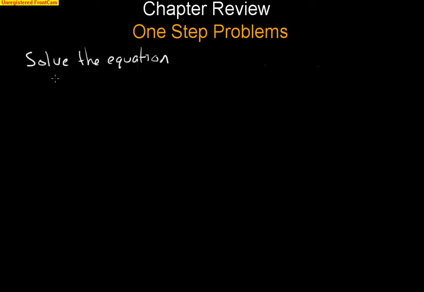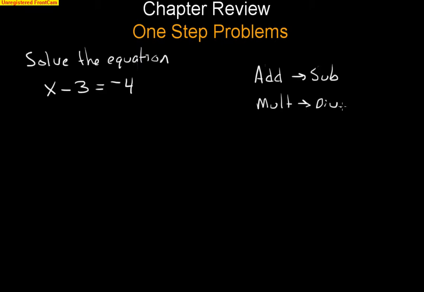I'm going to use x as my variable throughout most of this, just to keep it simple. So let's say the first one is x minus 3 equals negative 4. Before I get set up, let's go over opposites real quick. The opposite of addition is to subtract, and the opposite of multiplication is to divide. Just keep that in mind as we go through these.